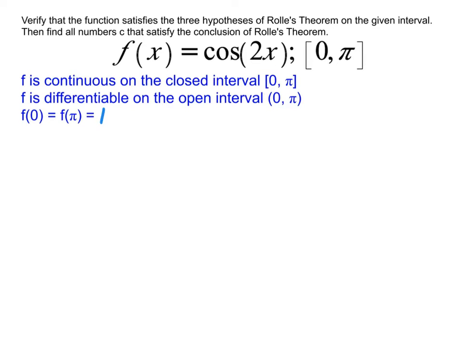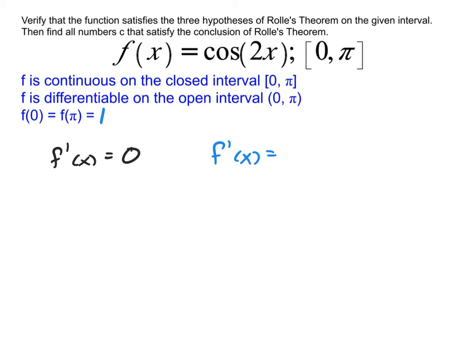All right, so now that we've verified that it satisfies the three hypotheses, we are now going to find all the numbers c that satisfy the conclusion of Rolle's theorem. So that means we need to figure out where the derivative of this function is equal to 0. That's the conclusion of Rolle's theorem that we are now going to be figuring out. In order to do that, we must find the derivative of our function. So we're going to be figuring out what f prime of x is going to equal here.